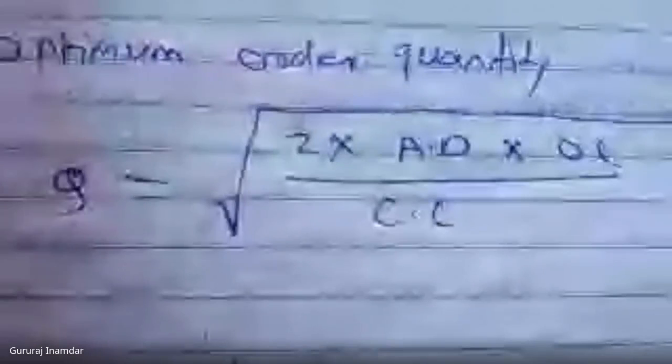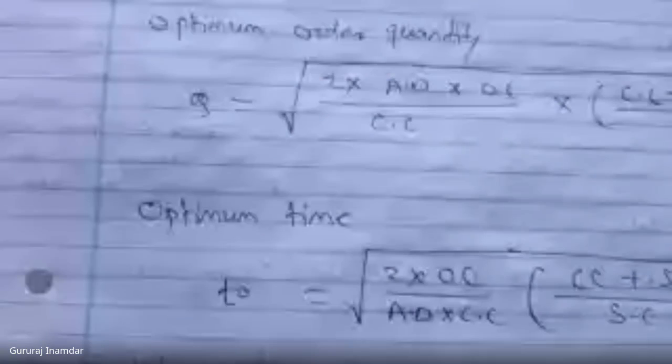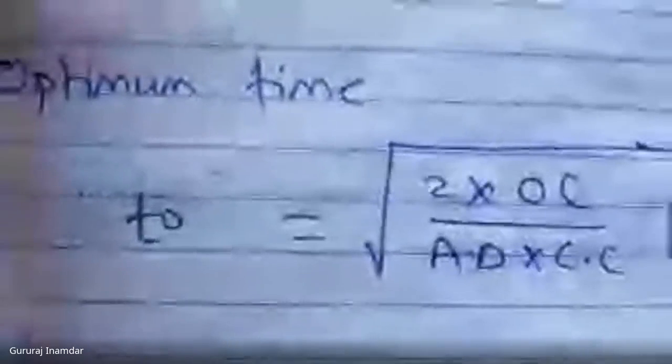Now, optimum order quantity. Hope you have written the EOQ formula, the basic EOQ formula. If shortage is given, only one shortage term is added here: CC plus shortage divided by shortage. Now optimum time. T0 is equal to 2 into OC. This is also a basic formula.